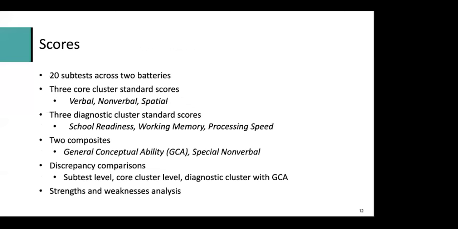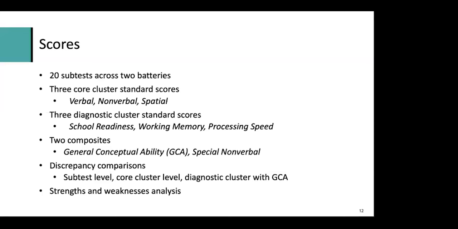Now, the DAS-2 has 20 subtests across 2 batteries, the early years and the school age batteries. Core subtests are those that are used to estimate a child's general conceptual ability, or GCA score, and the clusters that contribute to this GCA score. Now, for children ages 3-6 to 17-11, there are 6 core subtests. For children ages 2-6 to 3-5, there are 4 subtests. These core subtests are administered in prescribed sequence before the diagnostic subtests. Now, there are also 3 cluster scores: verbal, nonverbal, and spatial.